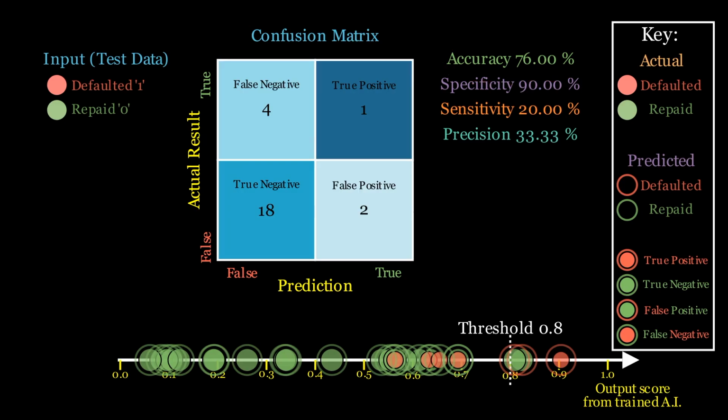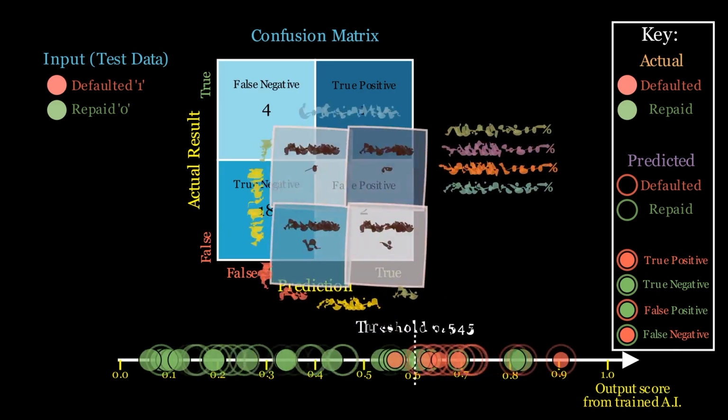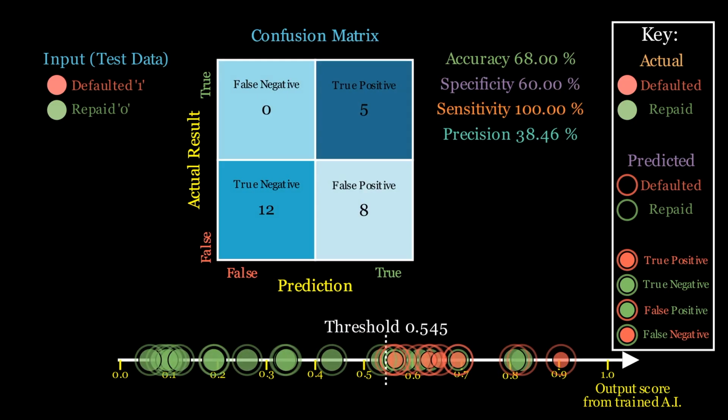So if we lower the threshold to 0.545, we get a more balanced result. At this threshold, we have no false negatives. We aren't making loans to borrowers that will default. And here we have only 8 false positives. This means better precision and specificity scores than when the threshold is at 0.5.